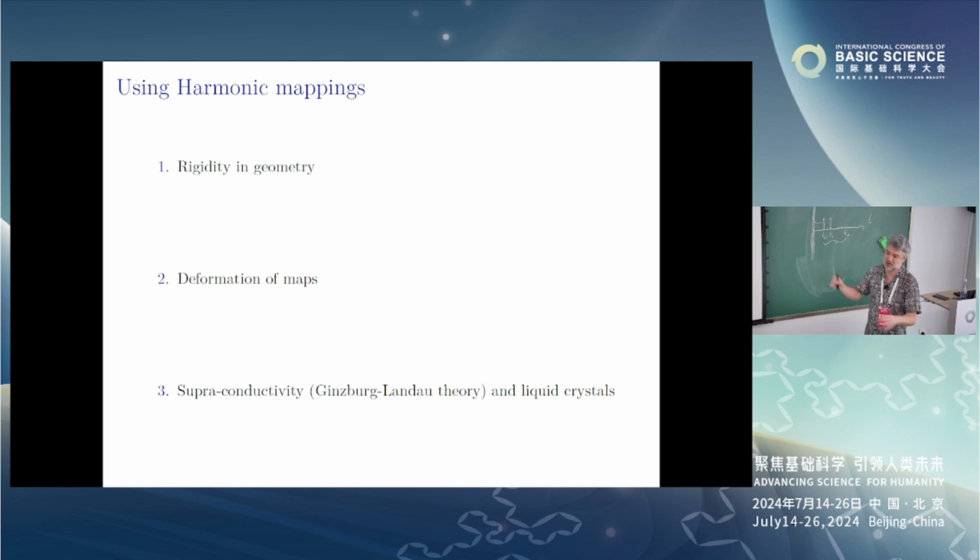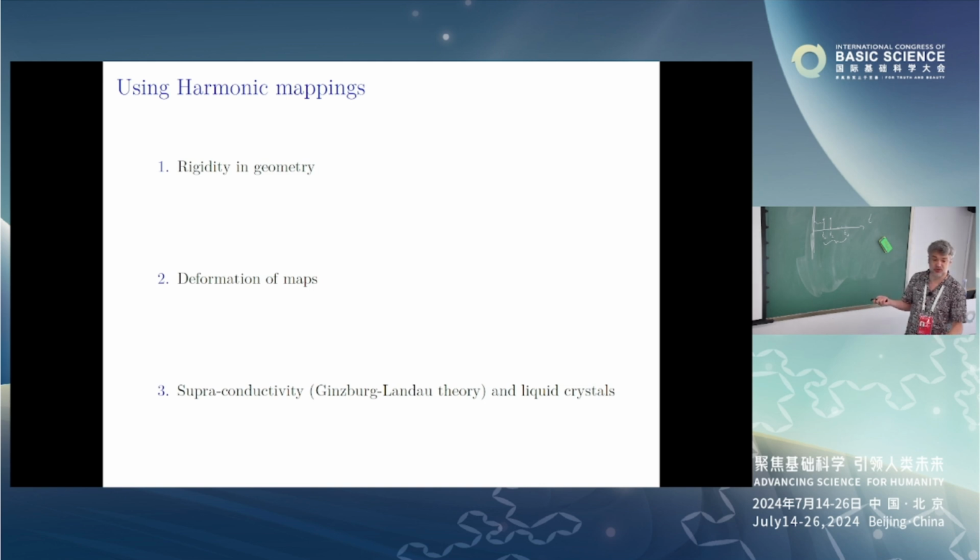So it would be impossible in a finite number of hours to describe all the possible applications of harmonic maps. There are many, many interesting things you can do with harmonic maps, both in geometry and in topology. But what I will concentrate on, because I'm a PDE person, is some very interesting models in liquid crystals, which are related, as I will come back to, to some Ginzburg-Landau theory.